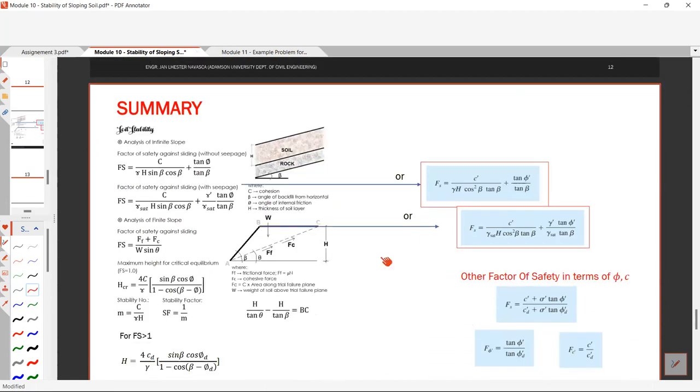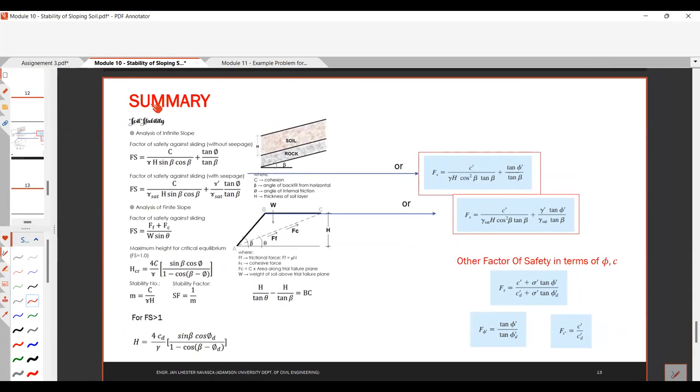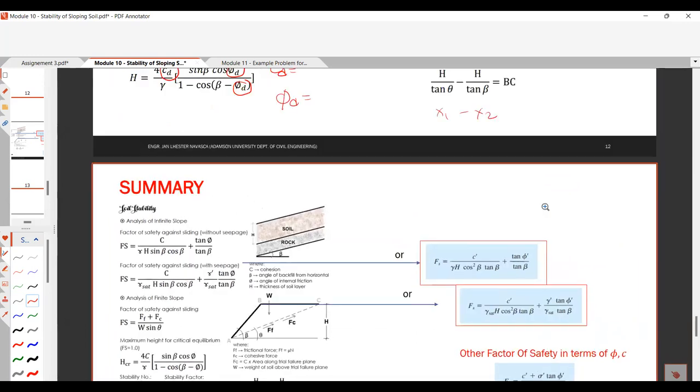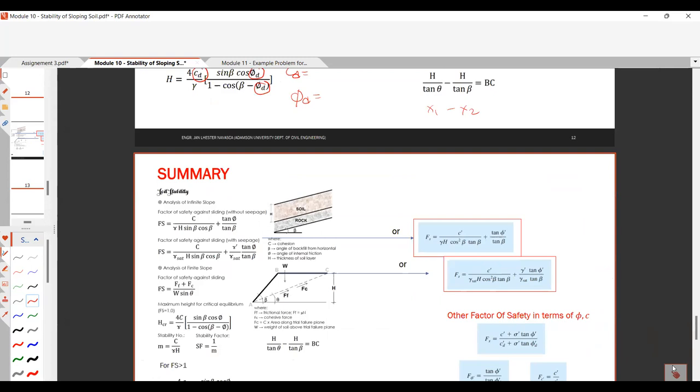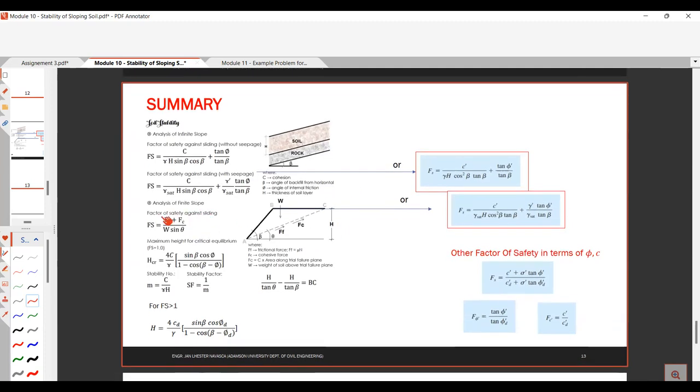So the summary of our discussion for today is written in this slide 13. So this will be the summary of your factor of safety. Again, this sine beta and cosine beta can be rewritten as cosine squared beta tangent beta. Okay, so that is why you have here different notations. Then also the factor of safety against sliding with seepage is this one. The factor of safety for finite slopes, and this will be the infinite slopes. And we have here the factor of safety greater than one, and other factor of safety in terms of P and C. So this will be the general formula for the factor of safety.